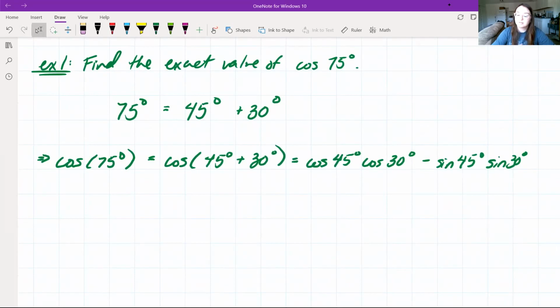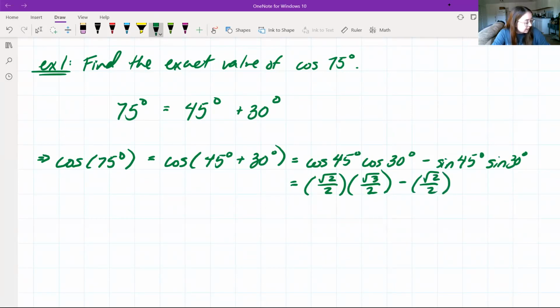So now that we have this, we can really easily find the values of cosine of 45 degrees, cosine of 30 degrees, sine of 45 degrees, and sine of 30 degrees. Just by using the unit circle, we can determine that cosine of 45 degrees is square root 2 over 2. Cosine of 30 degrees is, sorry, square root 3 over 2. I got stuck on that first one. Then sine of 45 degrees is square root 2 over 2 again. And sine of 30 degrees is 1/2.